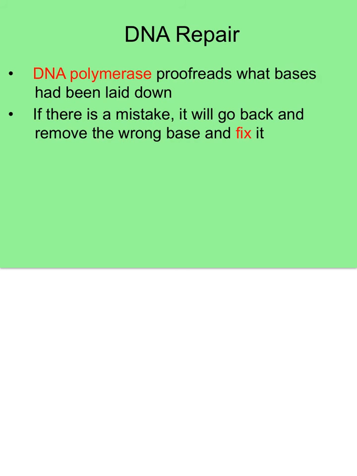So obviously mistakes can happen. So once the DNA replication is complete, DNA polymerase is going to proofread its work and go back and fix whatever mistakes there were. And so if there's a wrong letter, so like if T is not bonded to A, they will fix it.